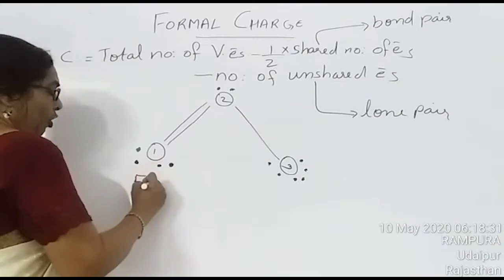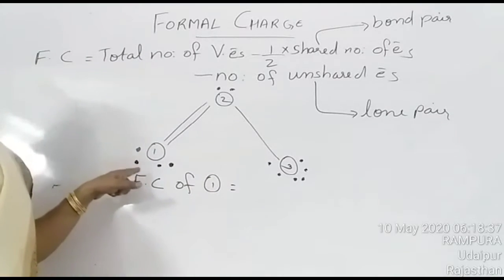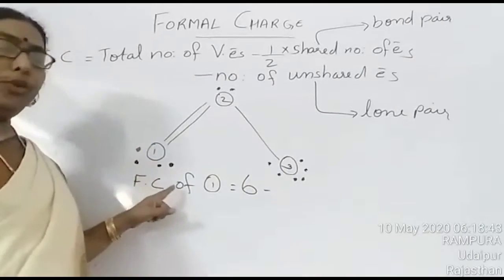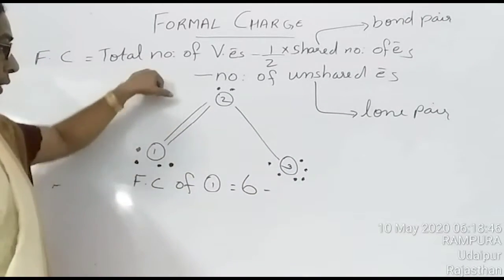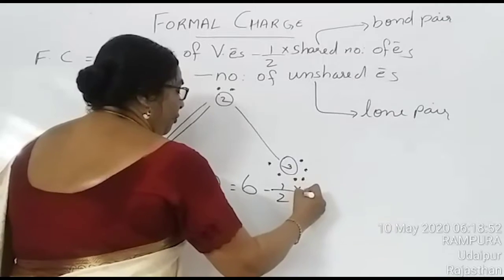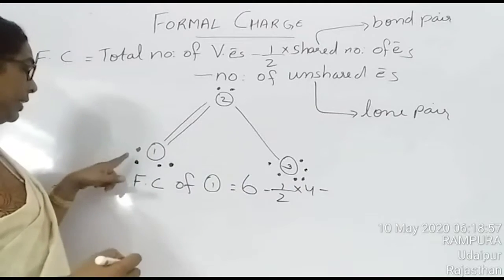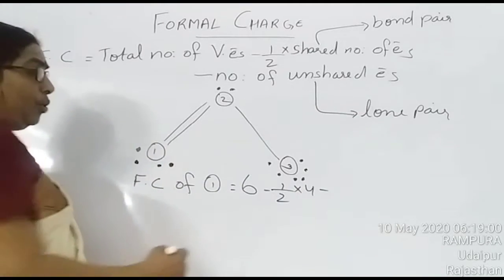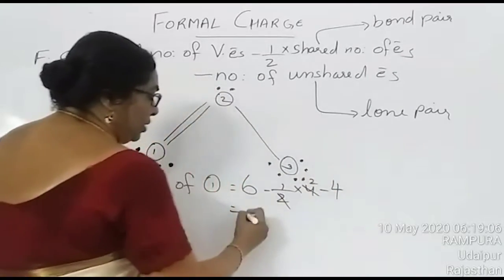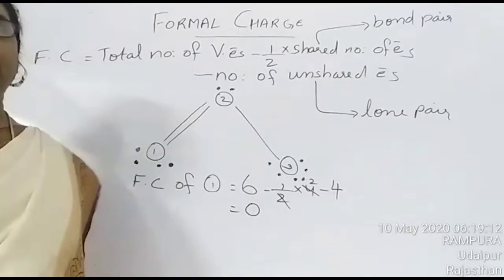So let us see, the formal charge of the first oxygen is equal to, you know that the valence electrons for oxygen is 6, minus 1 by 2 into number of shared electrons. You can see that 2 plus 2, 4 electrons are shared over there. So 1 by 2 into 4, minus number of unshared electrons, which is again, you can see the presence of 1, 2, 3, 4 lone electrons, so minus 4. So 2 and 4 get cancelled, it comes to 2, so 6 minus 6 is equal to 0. So the formal charge of the first oxygen is 0.